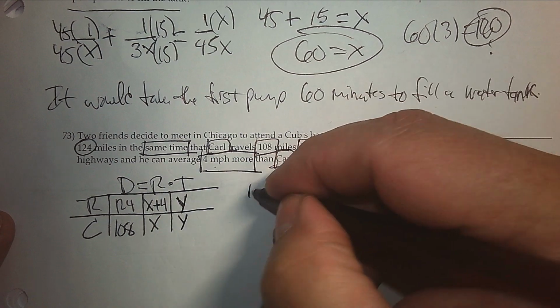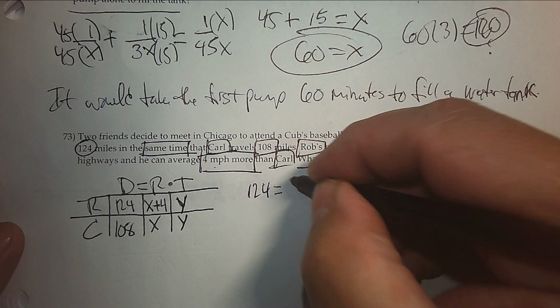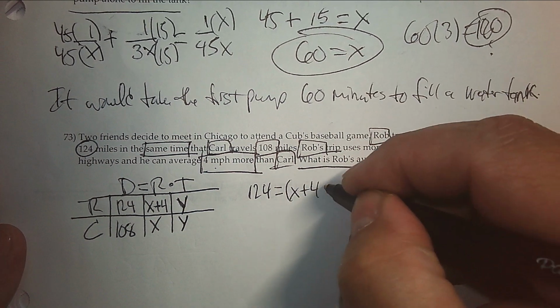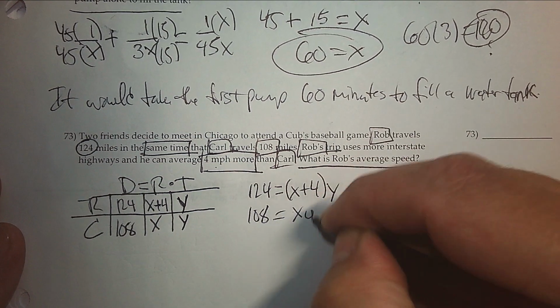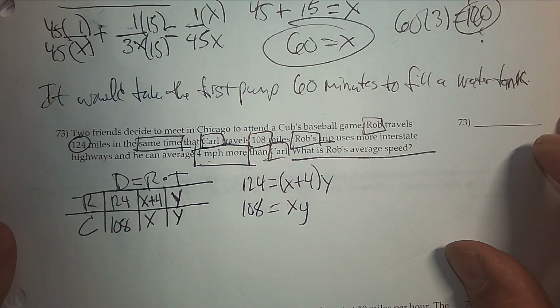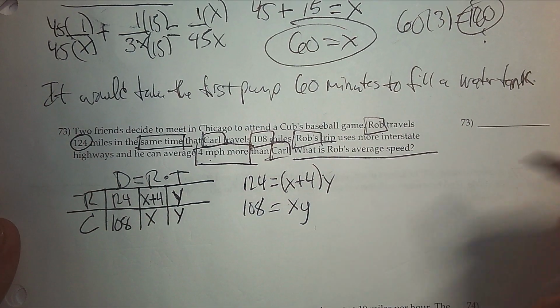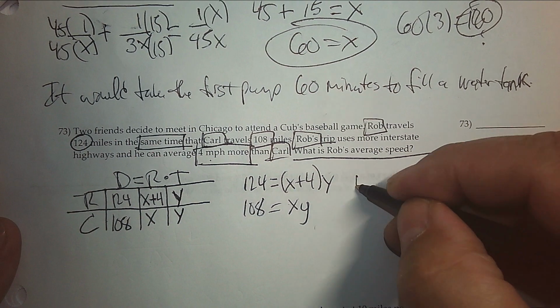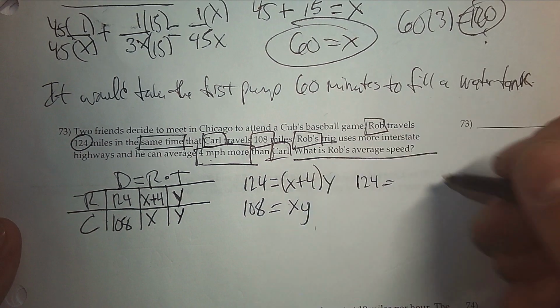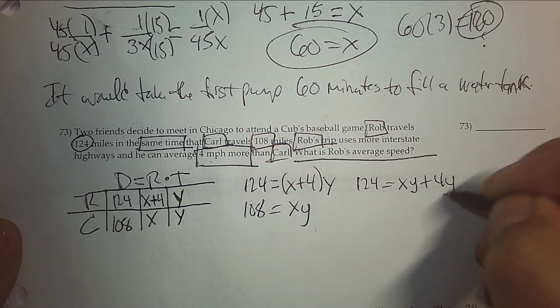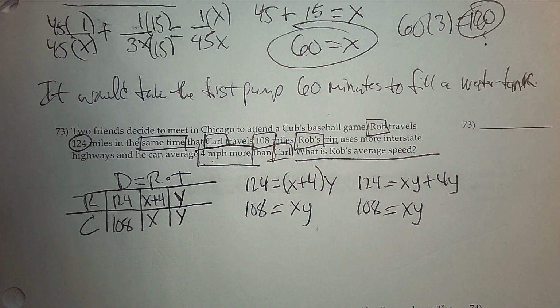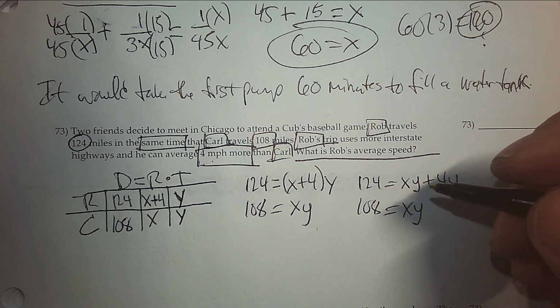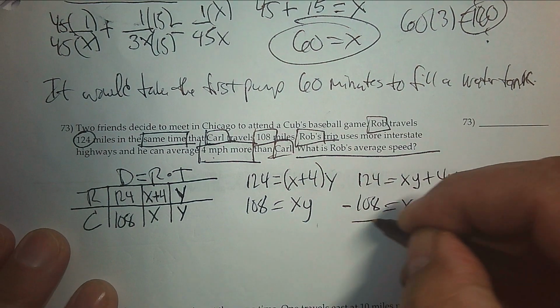So one equation is 124 equals x plus 4 times y. The other is 108 equals x times y. Do you see we have 2 equations and 2 unknowns? To solve this, I'm going to take the top equation. I'm going to distribute the y. That's x times y and 4y. And then the denominator I'm going to keep the same. One of the ways we can solve a system is using elimination. Do you know how I'm going to eliminate something here? I'm going to subtract the 2 equations together.